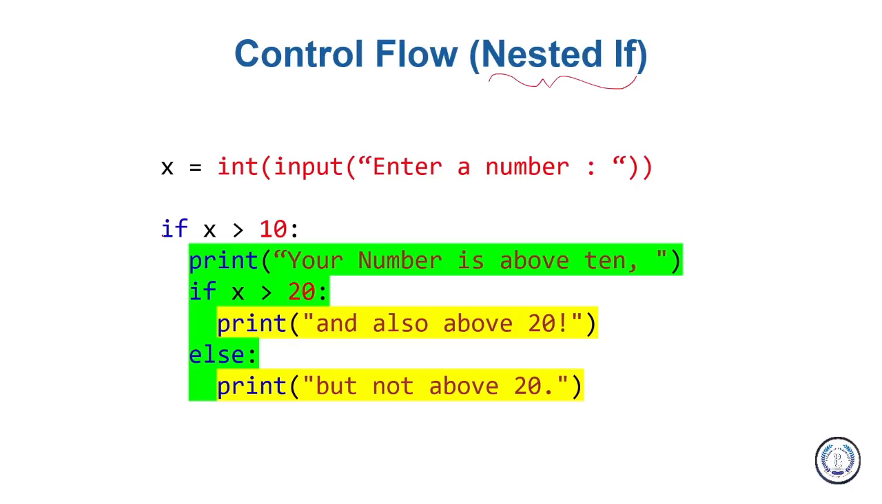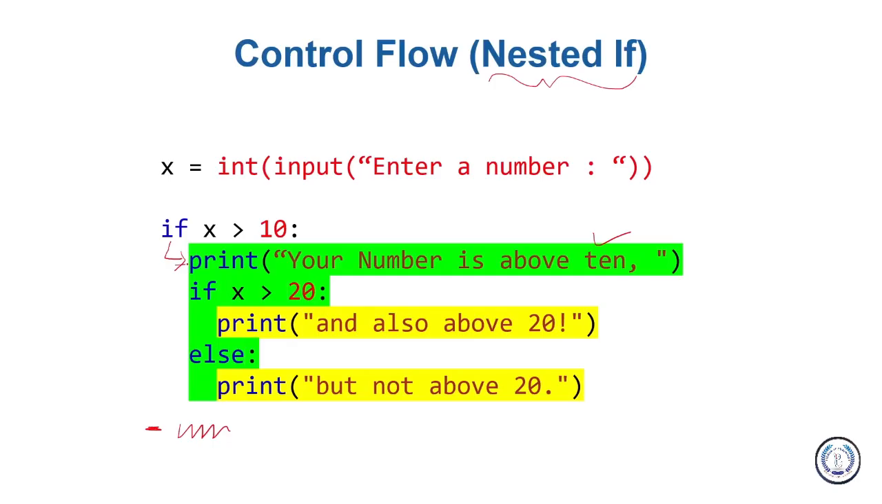The way if works, it works even if it is inside the body of another if, or anywhere actually. So let's say we have input a number and then we check if x is larger than 10, then you move inside the if condition, if that is true. If that is false, then you are here, whatever you write here, it will work from here. But let's say x is greater than 10, then you print your number is above 10.